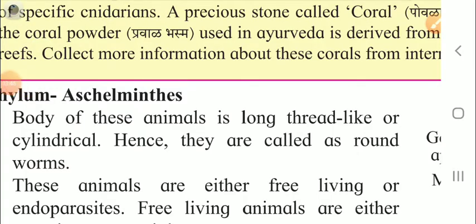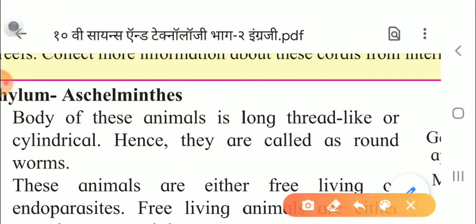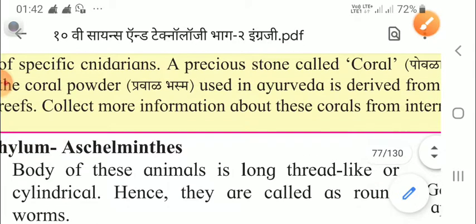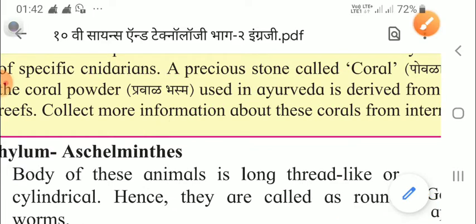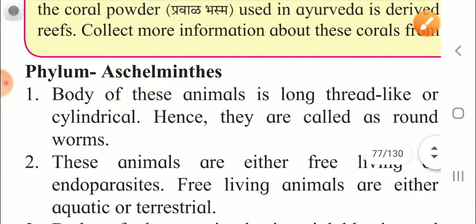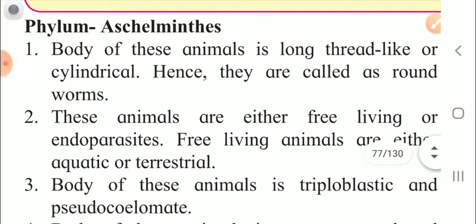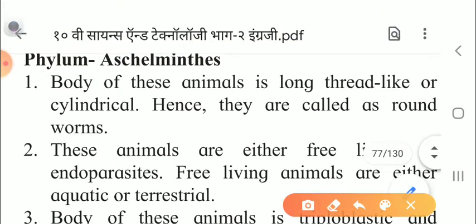So today we are starting with the explanation part, children. Here you can see this portion is actually cancelled. This part you can see, children, it is cancelled. Now we are starting with the phylum Aschelminthes, children. We'll see here. This is phylum Aschelminthes.